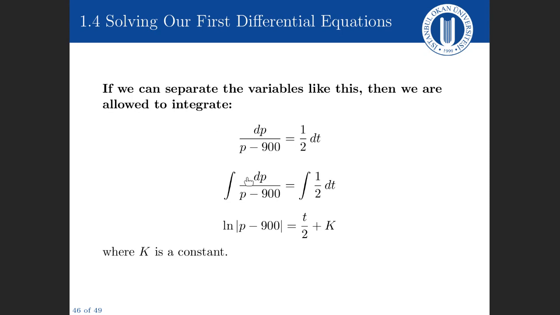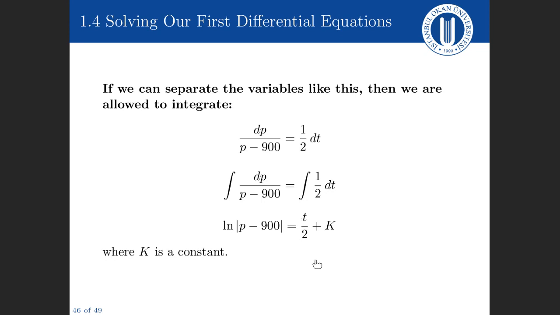The integral of 1 divided by P minus 900 is the natural logarithm of the absolute value of P minus 900. I hope you remember your integrals from calculus. An easy one, the integral of a half is t over 2 plus some number, which in this case I'm going to call k.